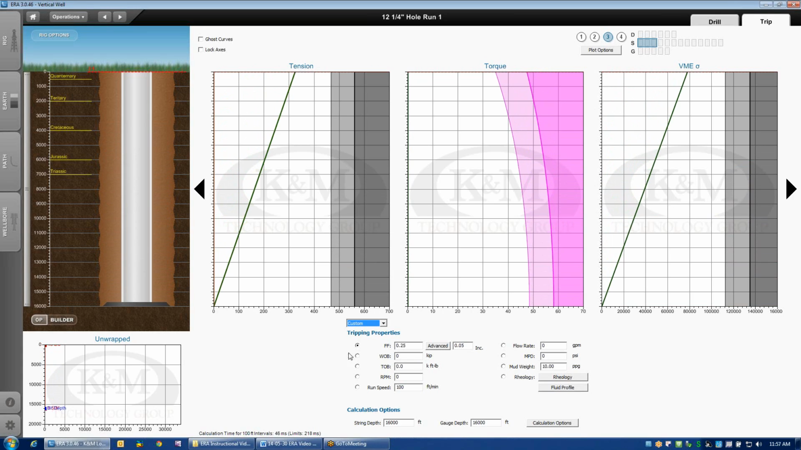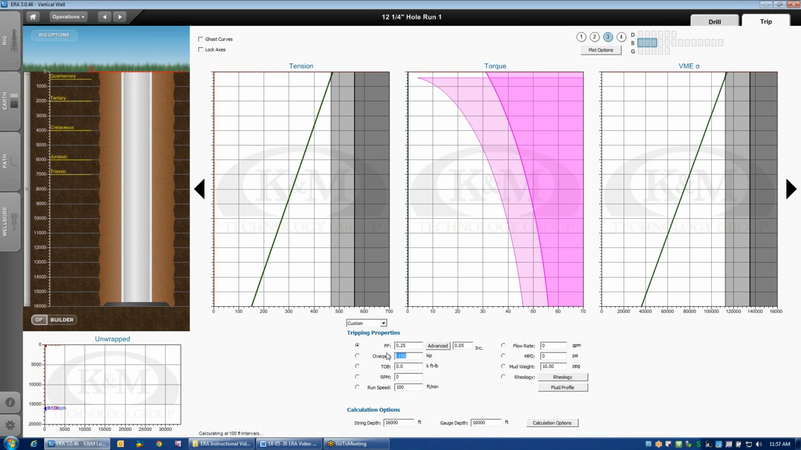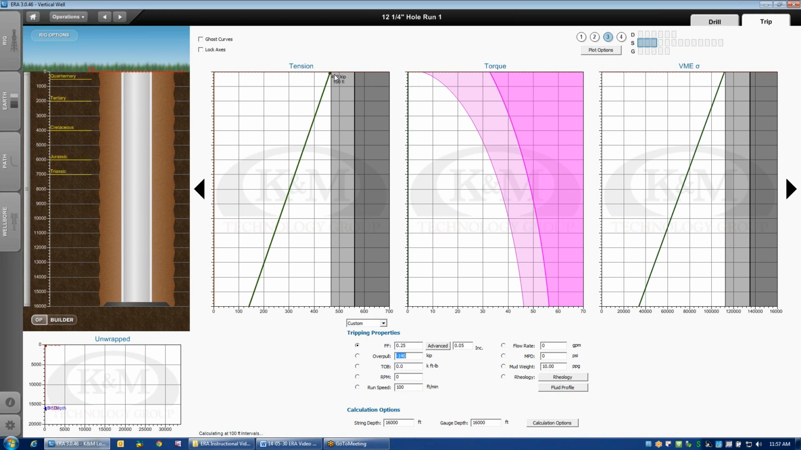If I was to apply overpull, let's say I'm in a stuck pipe situation and I had to apply overpull to the pipe, let's say that I apply 150,000 pounds of pull. I would be right at the design factor tension limit, and you would notice that there would be almost no available torque capacity in the pipe.